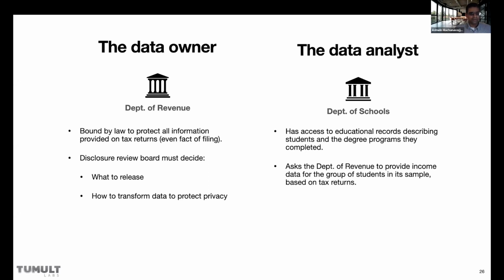That data is with what I'm going to call the Department of Revenue. The Department of Revenue is bound by law to protect all the information provided on tax returns. In particular, they should not even reveal whether a certain individual filed a tax return. It's called fact of filing. So their disclosure review board should decide, if the Department of Schools comes and says, can you give us the salary information of students, what can we release? If we release something, what is its privacy impact? And how should we transform the data to protect privacy? These are a lot of the questions that we ask as privacy researchers, but they have to do that just as humans and figure out what they're comfortable with and what they're not comfortable with. So this was the setup.